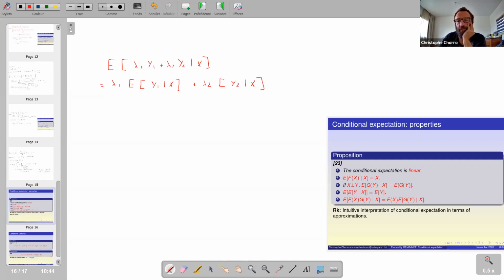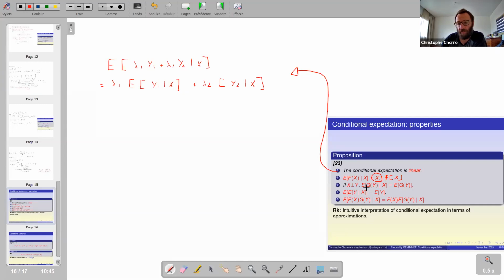So this is the linearity of the conditional expectation. Be careful here, there is a little mistake in the slide. Instead of x, you have to put f of x here, not x. So what is the meaning of this result? The conditional expectation of a function of x given x is just the function by itself.